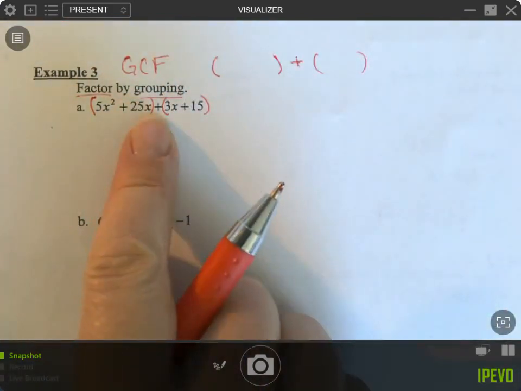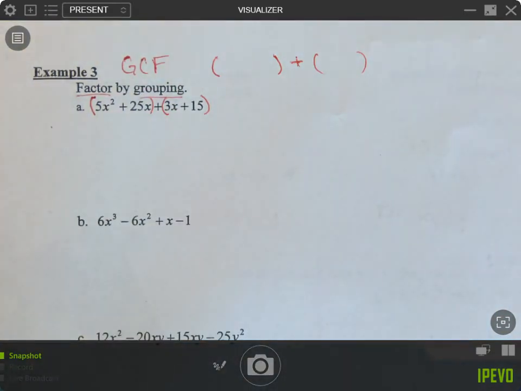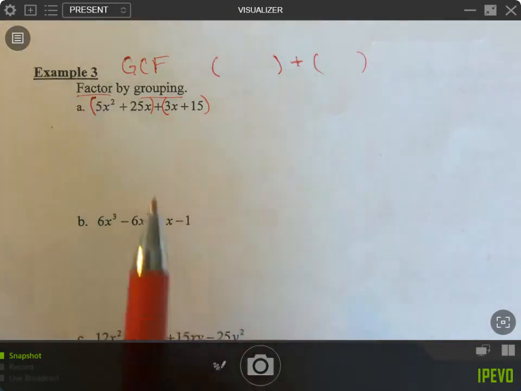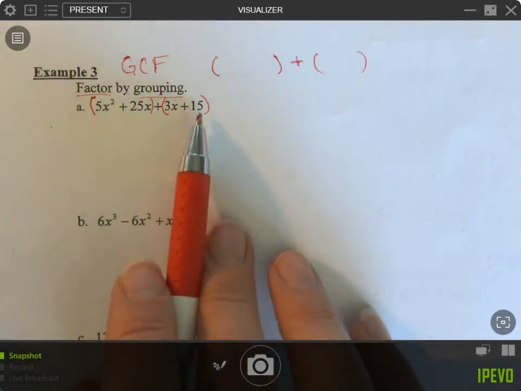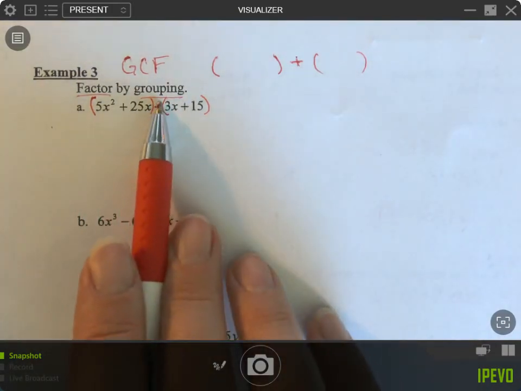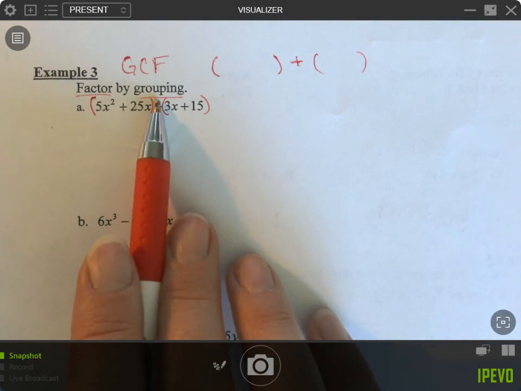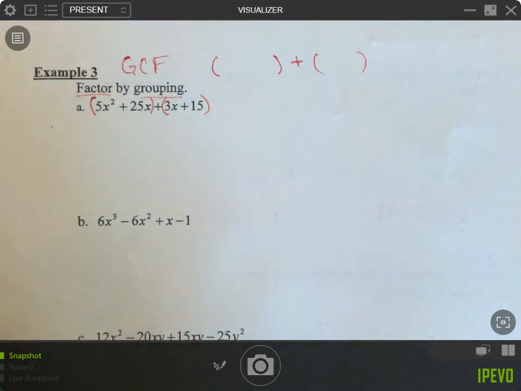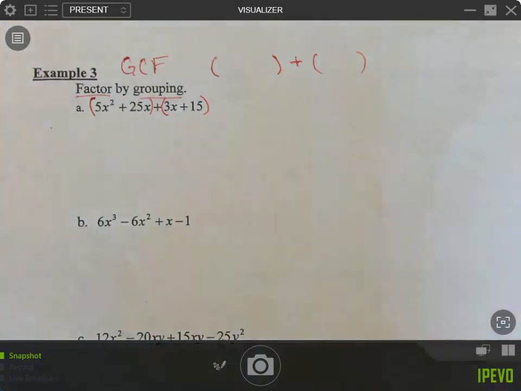Why is that plus sign so important? I'm not multiplying. The original problem was that I was adding everything. If you ignore this plus sign, it looks like you're supposed to FOIL, and we're not doing that. Okay, now, when you multiply everything out, which we already did.